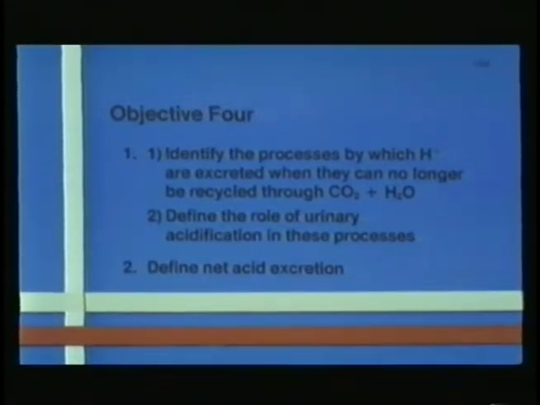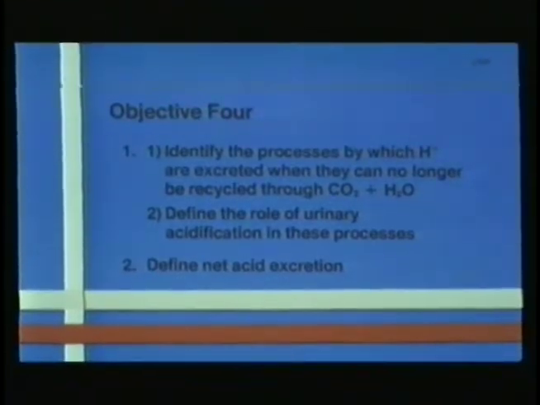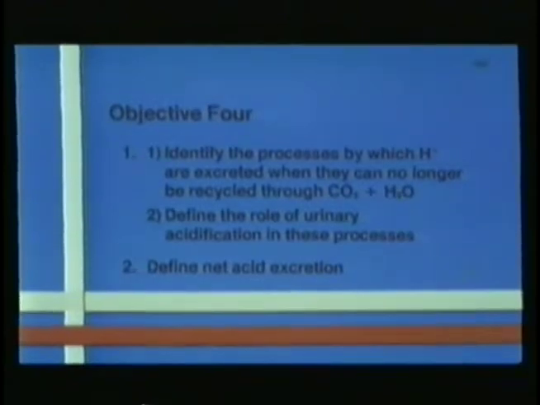Our fourth objective is to be able to: 1. Identify the processes by which hydrogen ions are excreted when they can no longer be recycled through carbon dioxide and water, and define the role of urinary acidification in these processes. And 2. Define net acid excretion.